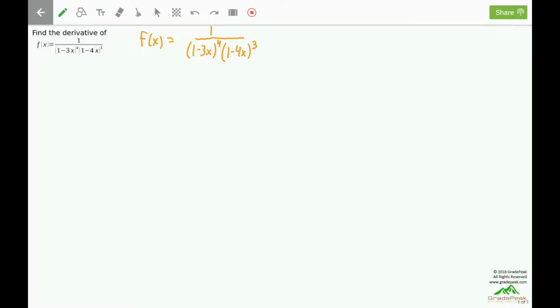We're going to want to rewrite this by bringing those to the numerator as negative exponents. So we'll have (1 minus 3x) to the negative 4 times (1 minus 4x) to the negative 3, and make use of just the product rule.